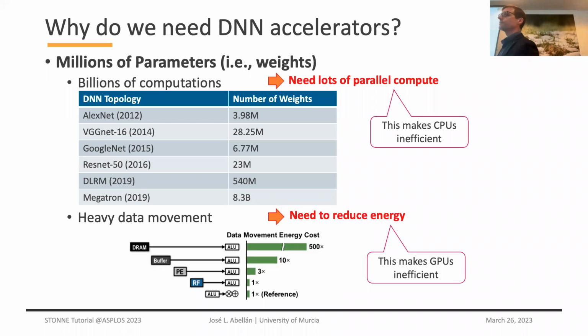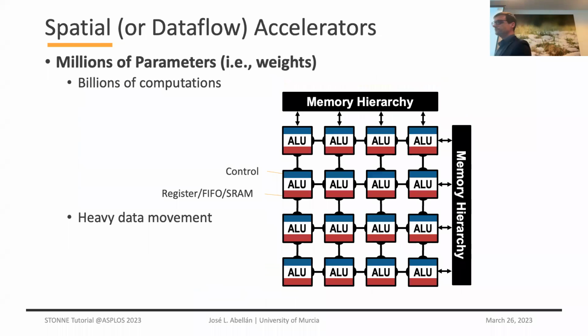So here it's very important to reduce energy. The problem is that contemporary CPUs and GPUs, even though they are very advanced, can run the training process of the deep learning models. But CPUs are inefficient. We want to run billions of computations in parallel. And on the other hand, GPUs need to reduce their energy in order to be more efficient. That's why we need to take advantage of specialized deep learning architectures for DNN workloads.